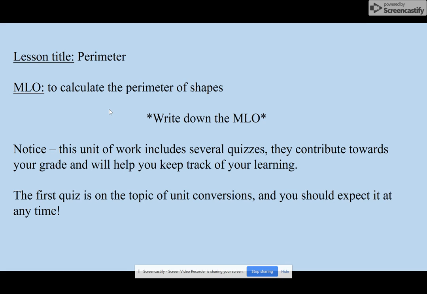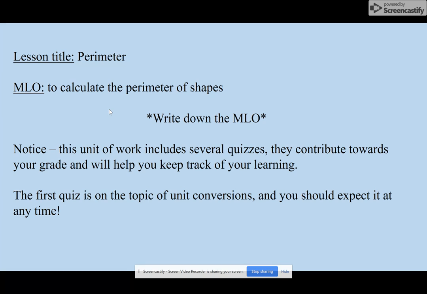But I thought I'd take a couple of minutes just to run through the key ideas of this lesson for you, which is, as you can see on your screen, we're looking at perimeter today. In a minute, I'll need you to write down the MLO, but you'll probably be interested to know also that this unit of work has several quizzes, probably about 4. And they'll each contribute 1% per quiz to your grade. And they'll probably be quite useful to you as well because they'll help you to keep track of your learning throughout the course before you get up to the test at the end.